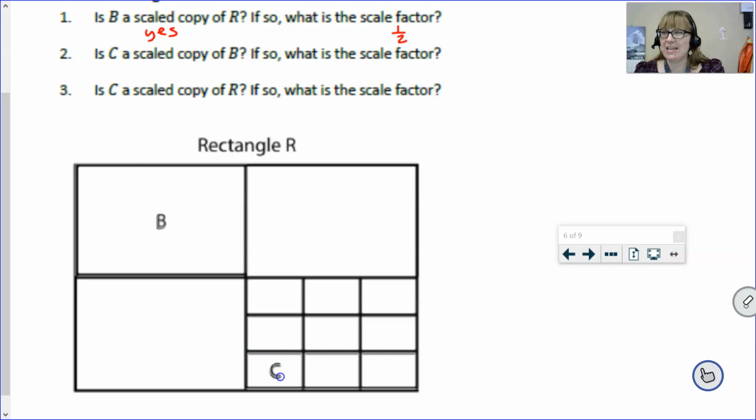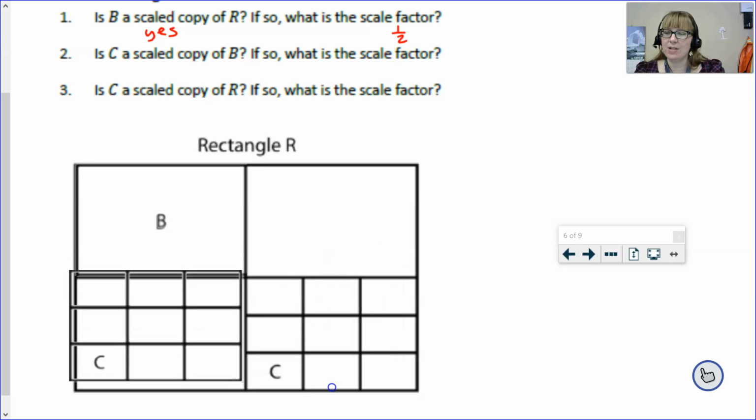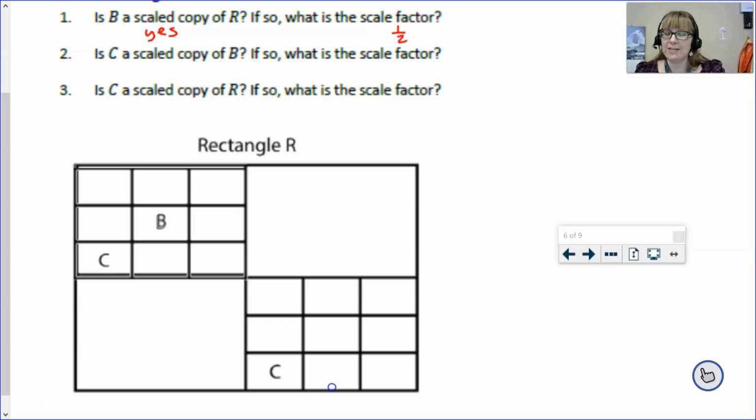Now let's look at C and B. Are C and B scaled copies? If so, what's the scale factor? I want you to pay attention to this. Notice I can line these up. It's like taking rectangle B and splitting it into 1, 2, 3 pieces going lengthwise, and into 1, 2, 3 pieces going with the height. So I split each rectangle into thirds, therefore the scale factor is 1/3.